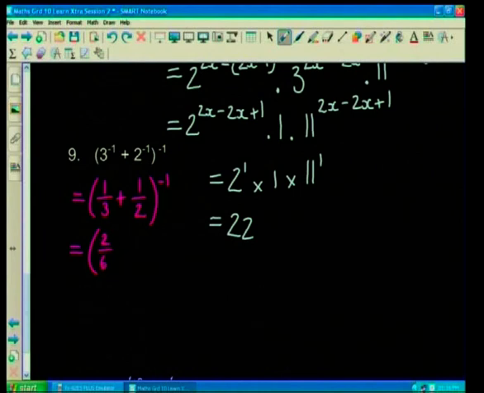This is called an equivalent fraction. Next to it, to change 2 to 6, I've got to multiply it by 3. So the numerator, I've got to multiply by 3, and it becomes 3 over 6 to the power of negative 1. Now that our denominators are the same, we can add the numerators, giving us 5 over 6 to the negative 1.